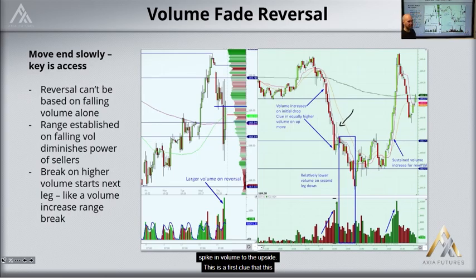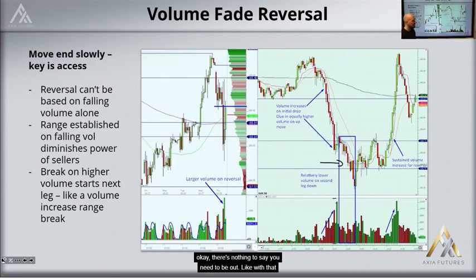This is a first clue that this move could be coming to an end, but that's not going to be enough to say, right, you need to be out of this trade, but it's information. What we then see is a second leg down on noticeably lower volume, this little blue box that you can see in the middle. Noticeably lower volume on the move down. This is a move that you can look at with suspicion. This is a move you can look at and think, I'm not sure how much I want to be involved in this. And if you are short, that's okay.